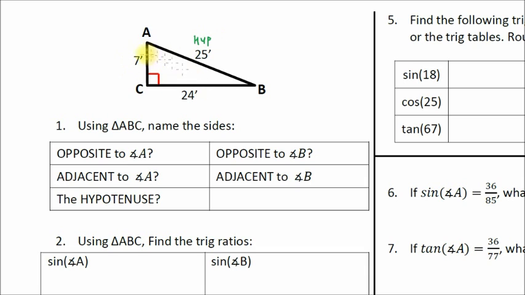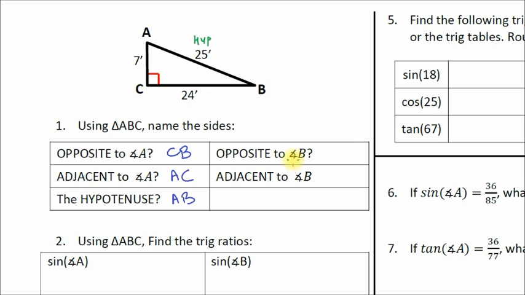But the names of the two legs are going to depend on our reference angle. If our reference angle is angle A, then side AC is adjacent to A because it touches A, and side CB is opposite. So the opposite to angle A is going to be CB. Adjacent leg to angle A is going to be AC. And the hypotenuse never changes. That's going to be, in this case, AB.